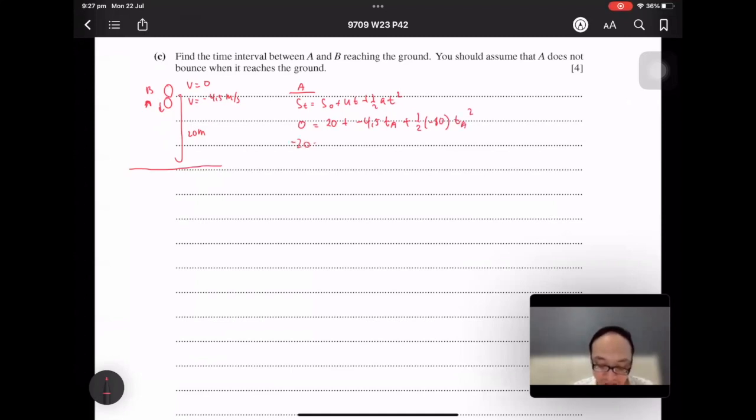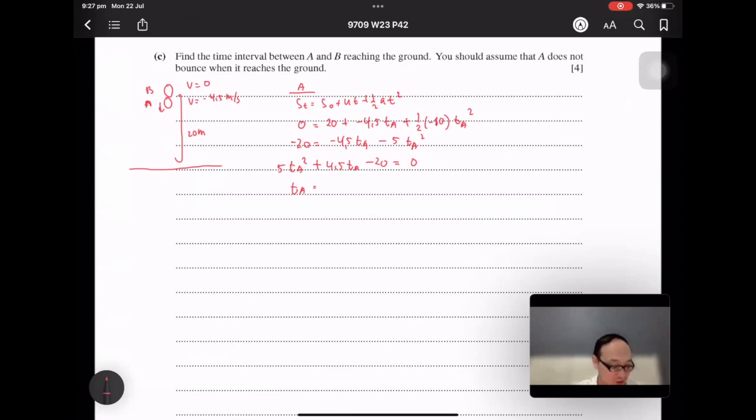It's negative 20 equals negative 4.5 t_A minus 5 t_A squared. I can simplify: 5 t_A squared plus 4.5 t_A minus 20 equals 0. So we can solve this using the quadratic formula to find t_A.